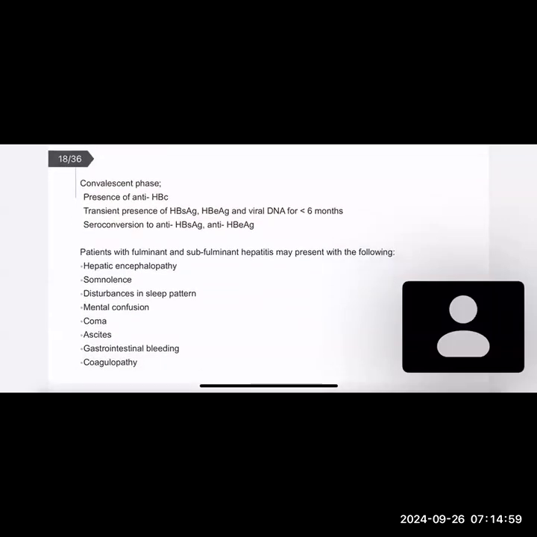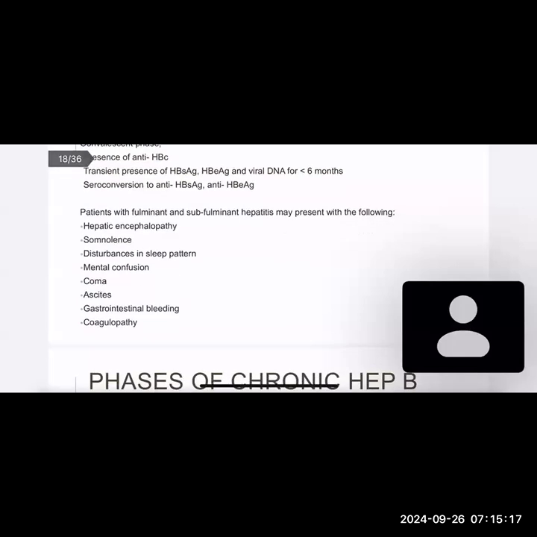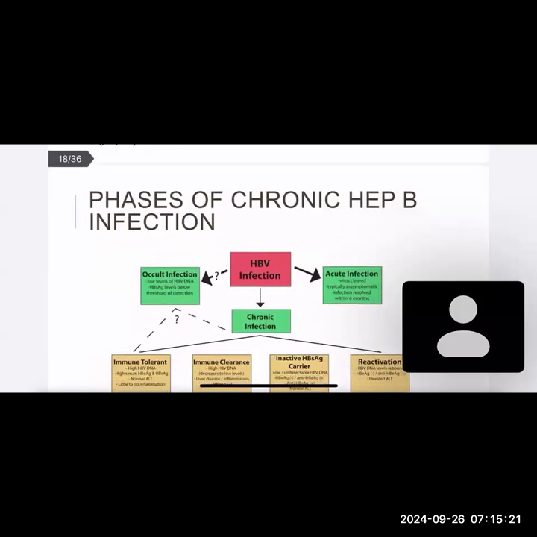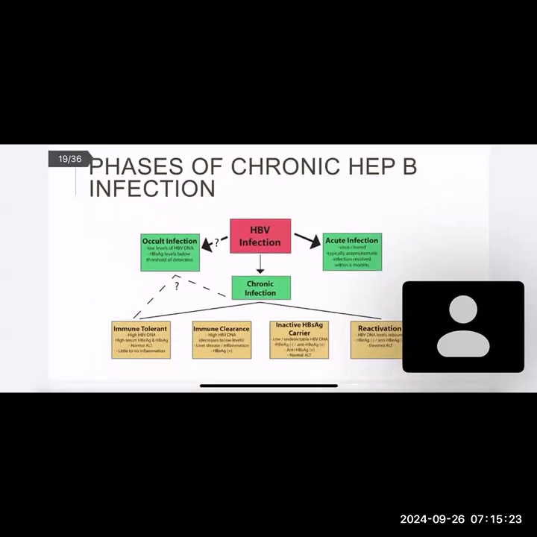But patients who have the acute infection could actually develop complications. They could come in with fulminant or subfulminant hepatitis, and they'll present with hepatic encephalopathy, confusion, coma, ascites. They could have upper GI bleed, and then even coagulopathy. So this is just a diagram that helps us appreciate the phases of the chronic.